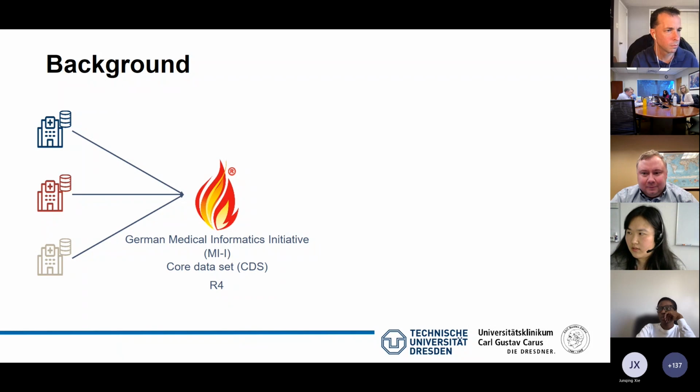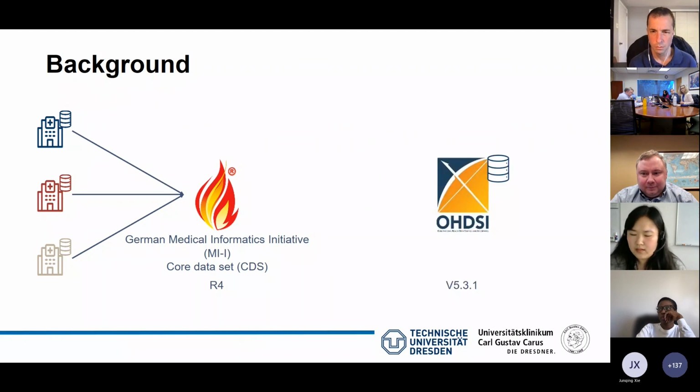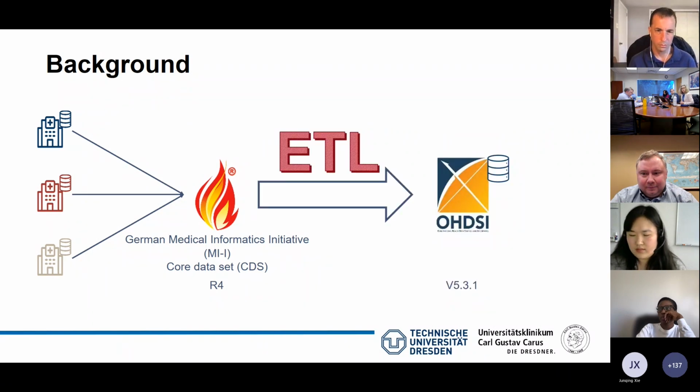For enabling the university hospitals in Germany to participate in international research using OMOP CDM, an ETL process is necessary. This ETL process should be able to transform the MII core data set format to OMOP, and should be able to process a huge amount of data at once. And of course, it should also be able to cope with the changes in the FHIR format.